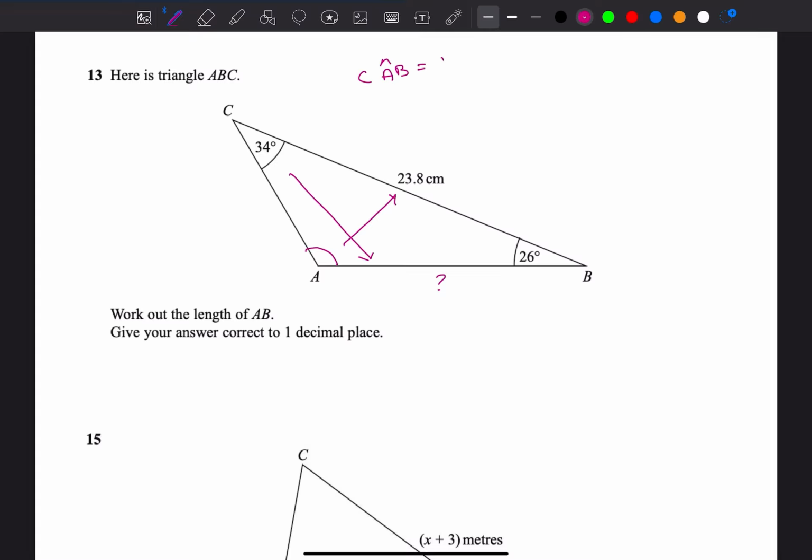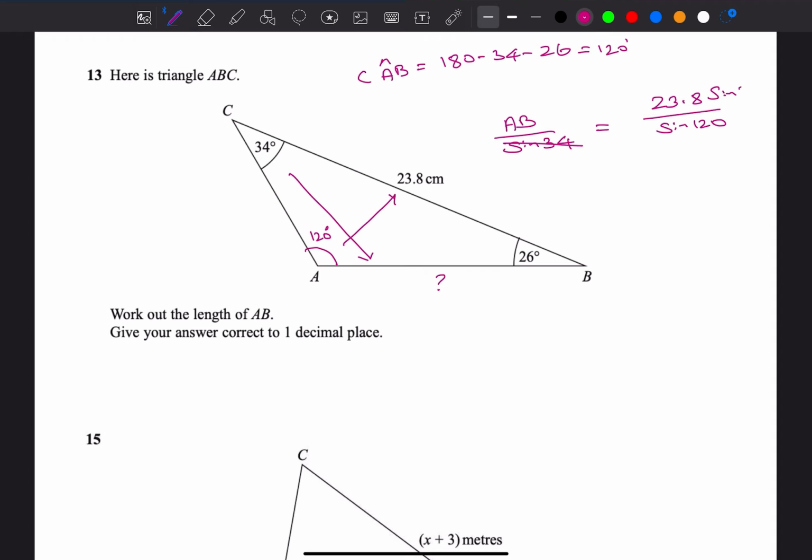Angle CAB is what, 180 minus the triangle, then 34 minus 26, which is 40, 60, 120. That's 120. So you want that length. So AB over sine 34 equals what's the other one? 23.8. That's the length over sine 120. The sine 34, just bring it here. So just AB to 1 decimal place.